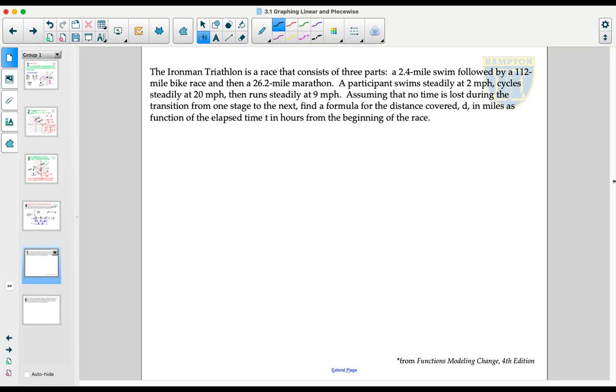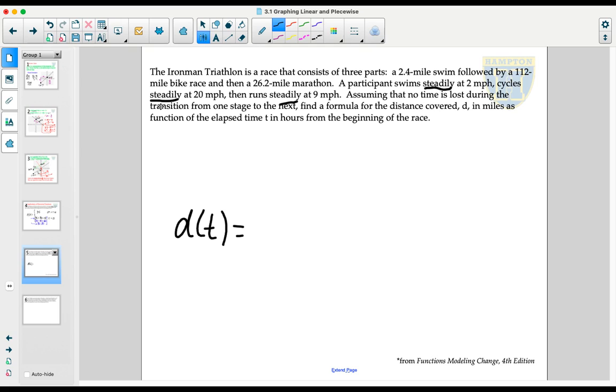You should briefly pause the video and read this problem. In your reading, I'm hopeful that you noticed a couple of interesting points about this question. First, that we are going to write a piecewise function where distance is a function of time. Secondly, you'll notice that each part of the triathlon is done steadily at the same speed the entire time.